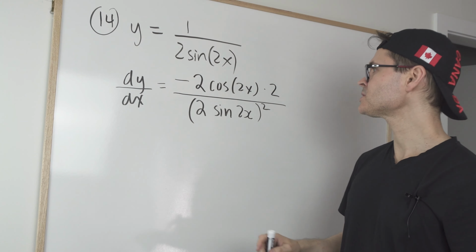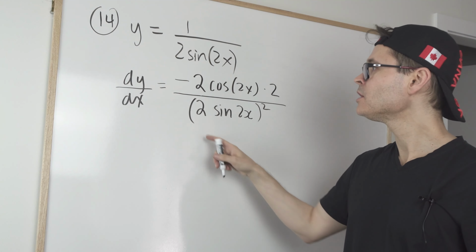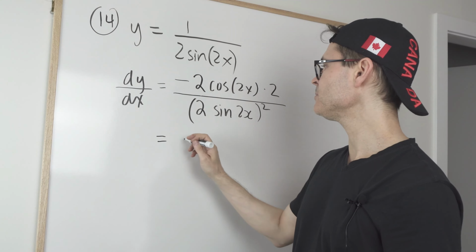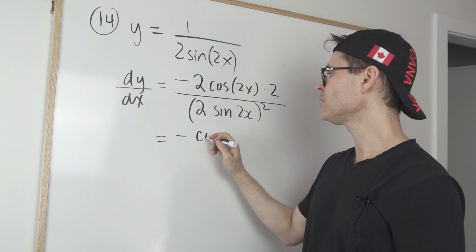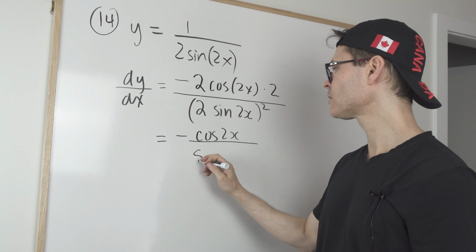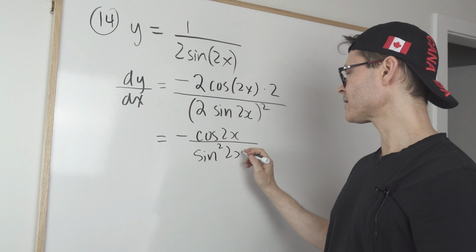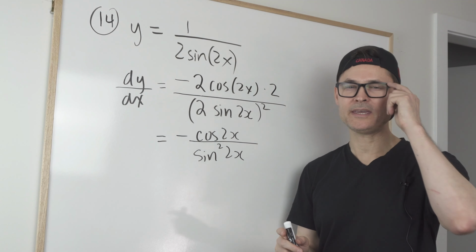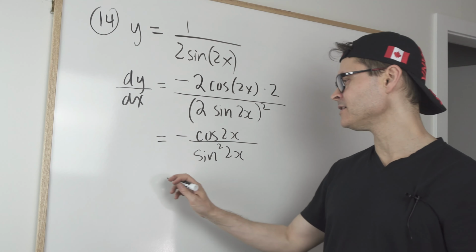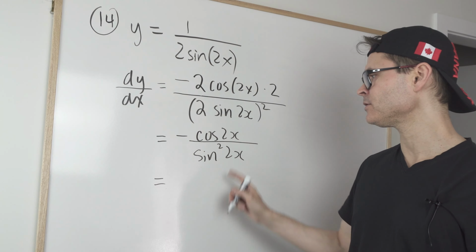Okay, this is interesting because I've got a 2 and a 2 and a 2 and a 2. So the 2's are going to cancel, leaving nothing more than a negative in the numerator with a cosine 2x all over sine squared 2x. Now you could write this in different ways. Often they like to combine the sines and the cosines. You've got a cos over a sine, so long as the angles are the same.